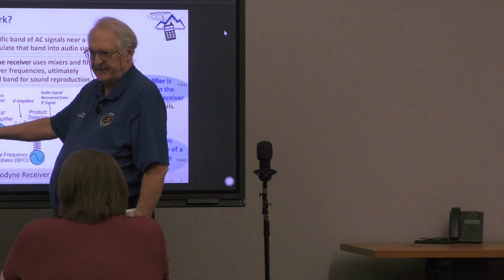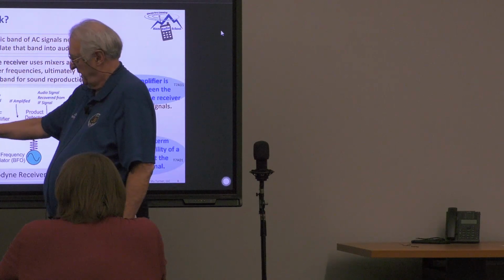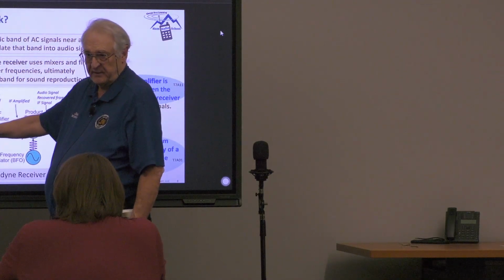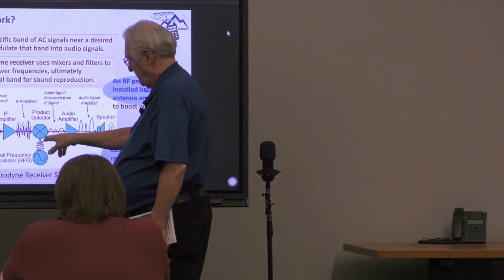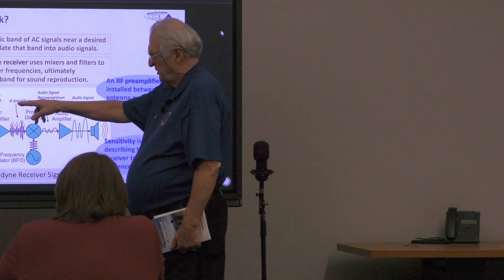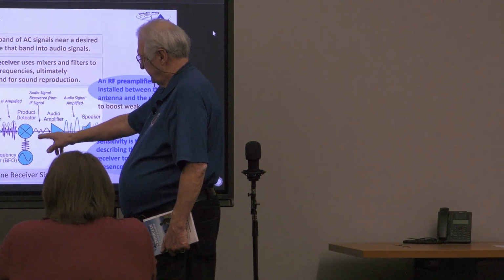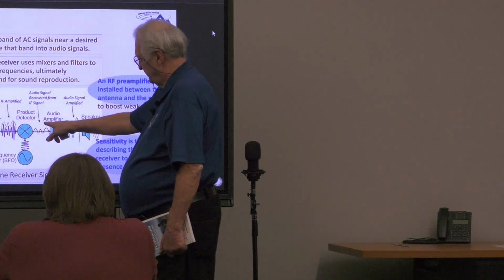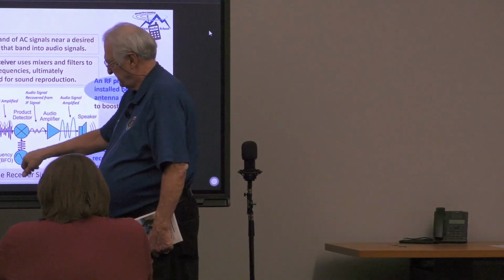It's going to give us the sum and the difference. And we're going to have an IF filter that's tuned to the frequencies that we want, the particular frequency. Amplify it again. We go into a product detector. A product detector is similar to the nonlinear mixer. It works in a similar manner, and it takes the amplitude off of the signal, and then we have a speech amplifier, and out it comes. We have a beat frequency oscillator.